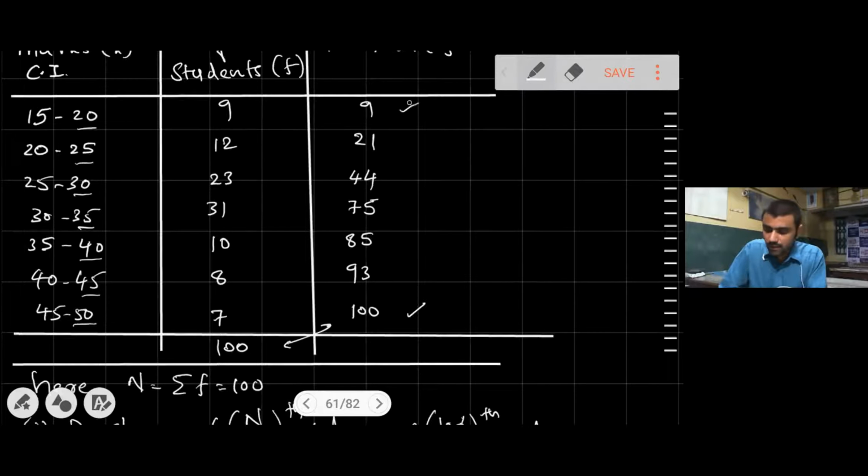Minimum that 9 is there, from that we have to begin. So take appropriate gap in the y-axis for the less than CF, and for upper class boundary, from 20 we have to move ahead. So we can consider our graph.